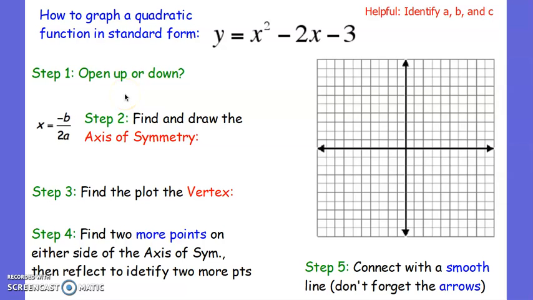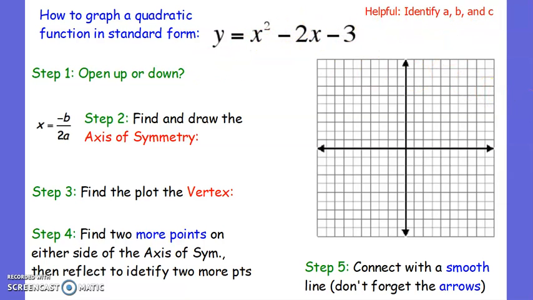Alright, this is going to be a quick video, or hopefully a quick video, of how to graph a standard form parabola. Notice up top on the screen here we've got what we call a standard form parabola. We have our x squared, our x to the first, and our constant. The first thing that we're going to identify is what are the a, b, and c.